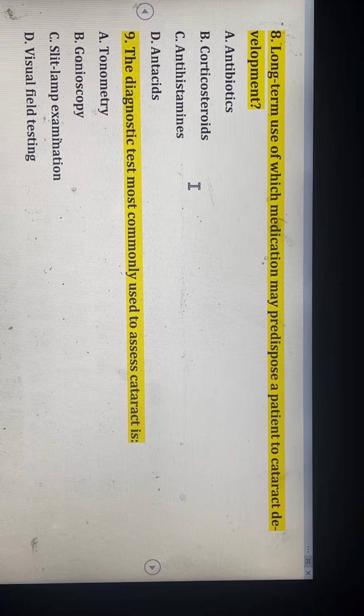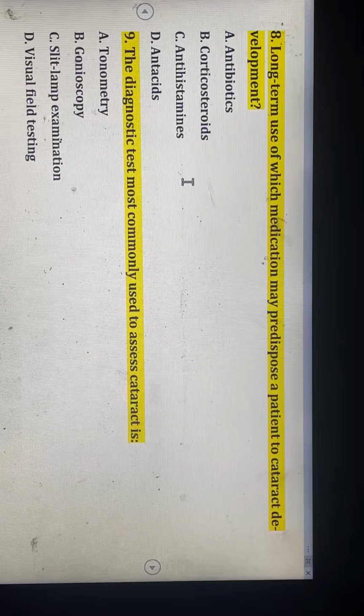Steroids predispose a patient to cataract formation. Write it down. Steroids predispose a patient to cataract formation. Diabetes mellitus is a form of secondary cataract. Diabetes mellitus predisposes a patient to cataract formation. The most common cause of cataract from this class is what? Aging. Cataract as a result of aging is called senile cataract.